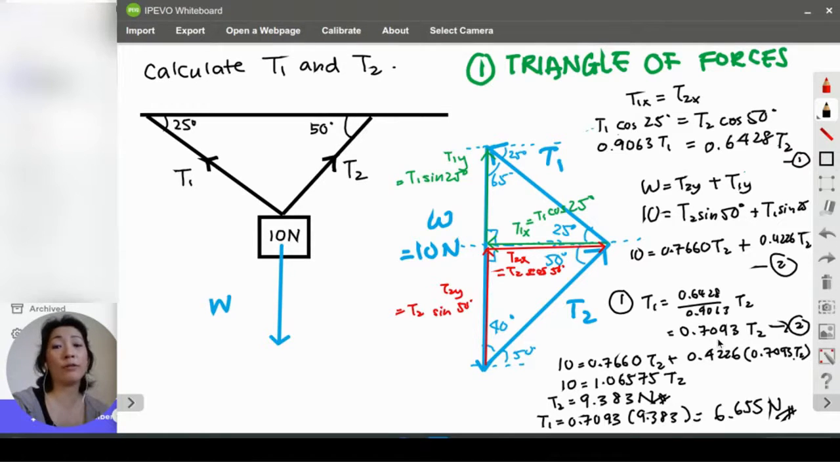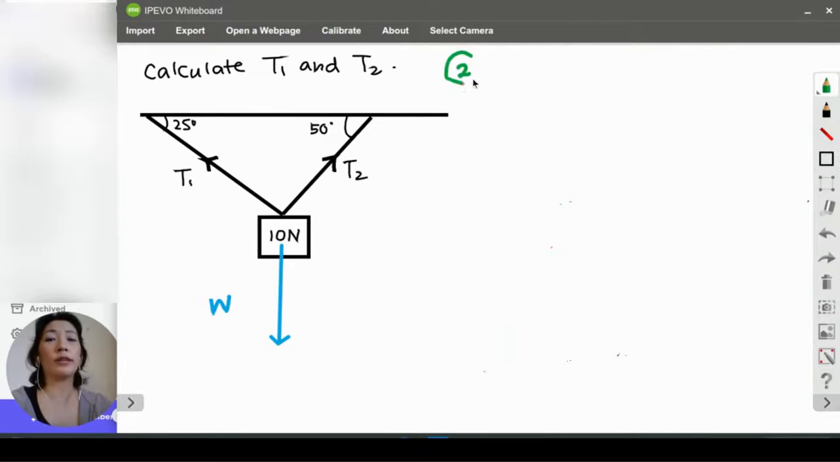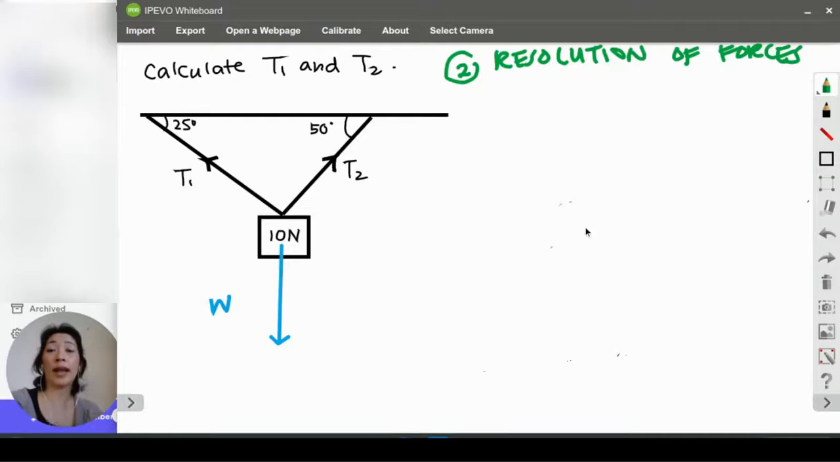Now, if you plan to do resolution of forces, that means without drawing a triangle of forces, you would actually be doing the exact same thing. Let me show you. So if you want to solve this using the resolution of forces, you need to resolve T1x, T1y, T2x, and T2y. So let's say we don't have the triangle of forces, right? That means you can just use this diagram straight away.